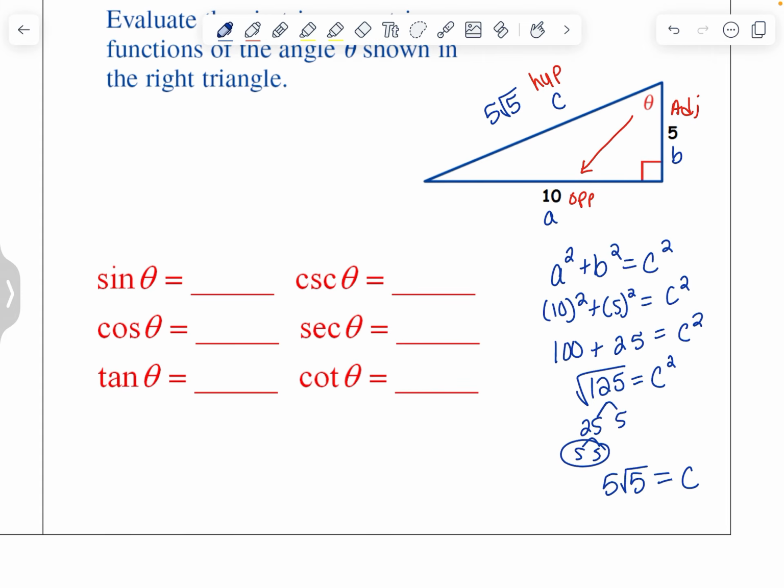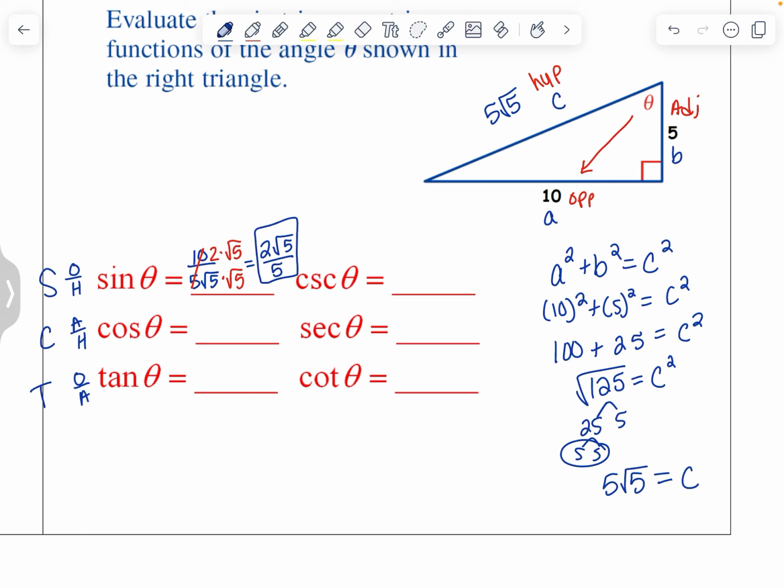So SOHCAHTOA: sine is O over H, cosine is A over H, and tangent is opposite over adjacent. Sine will be opposite over hypotenuse. Now we're going to reduce this a little and rationalize it. First, 10 divided by 5 simplifies to 2 over 1, and then we multiply by the square root of 5 on both the top and bottom to rationalize. So we get 2 square roots of 5 over 5 as a final answer.